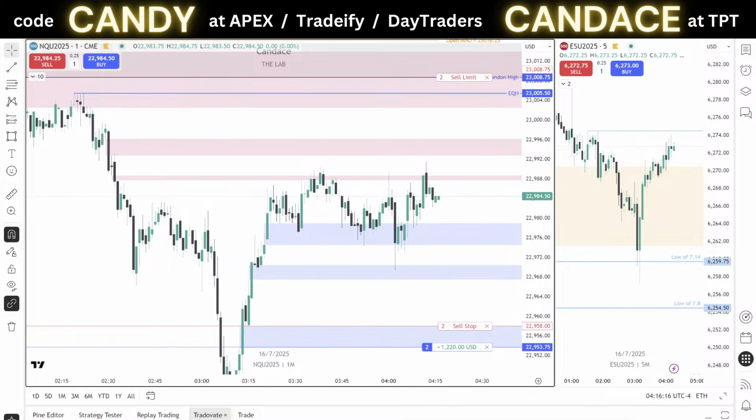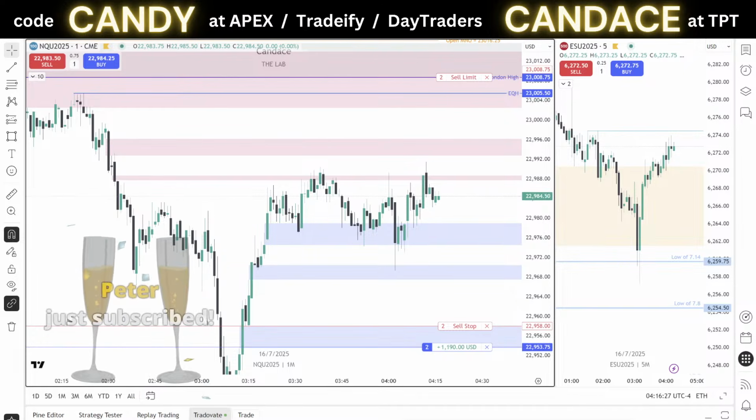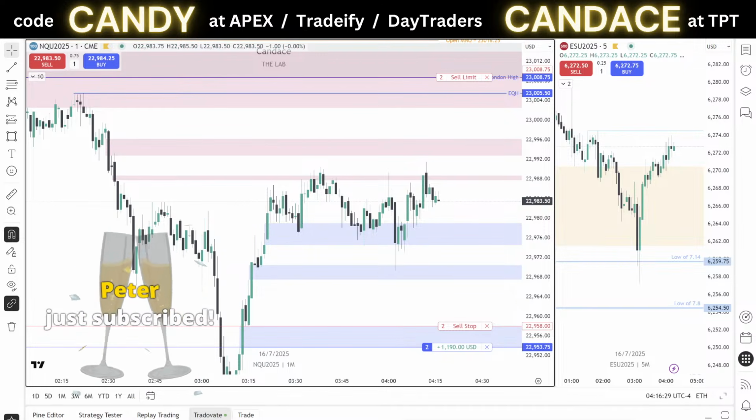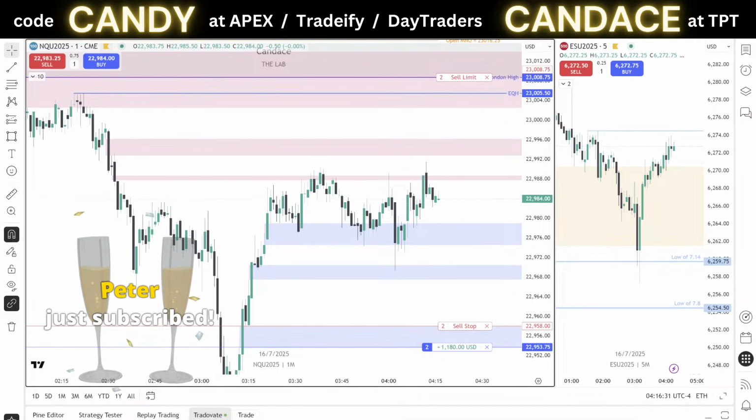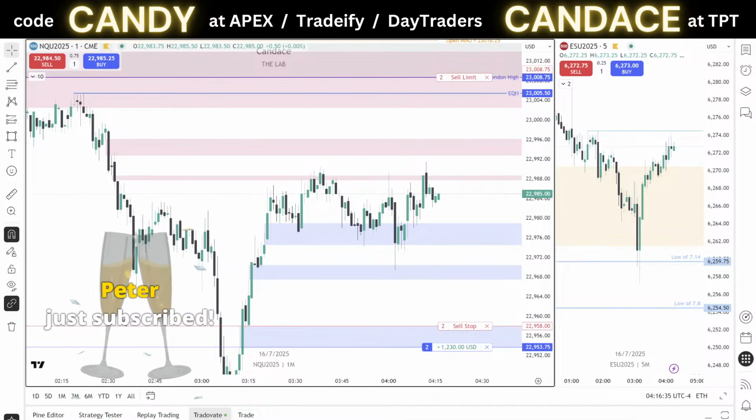Bro, we only got two types of trader, okay? Profitable traders and not profitable traders. So any other thing is just shit. I'm just being honest here, okay? And we also got mini traders for futures, micro traders for futures, and also paper trading traders.